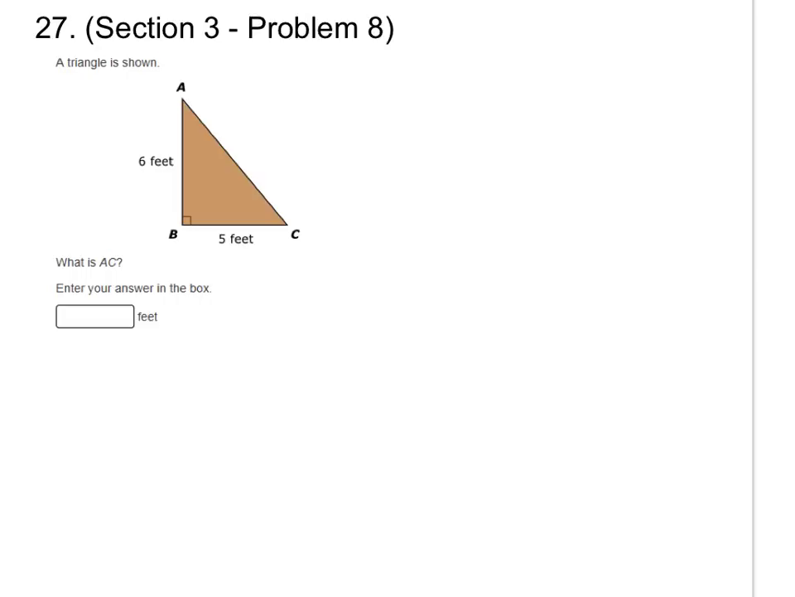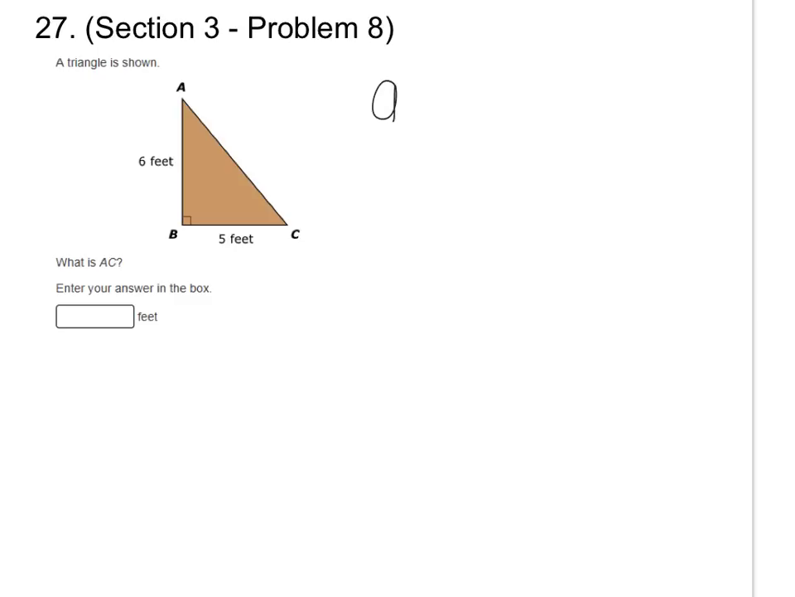Number 27, a triangle is shown. You have to find the length of AC and then enter your answer in the box. So first of all, AC is right here. We have a triangle, which is a right triangle. And if you have a right triangle, you can always use the good old Pythagorean theorem.